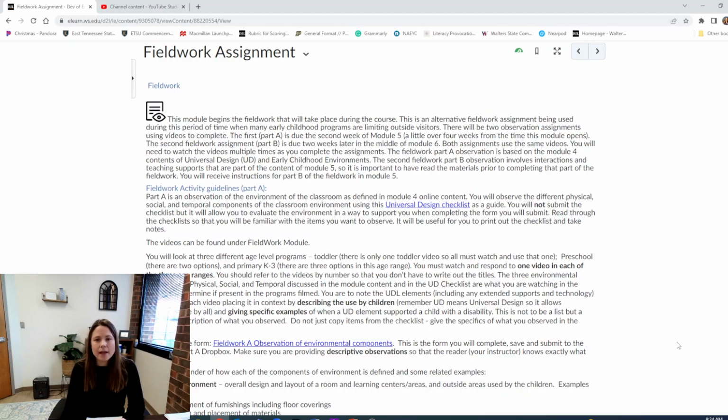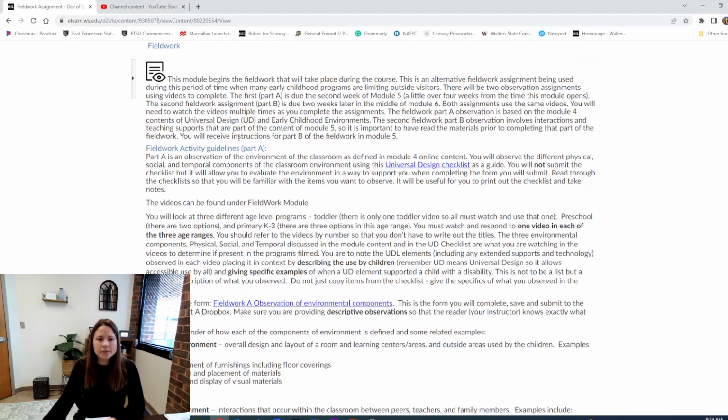So fieldwork part A, which is what you're going to be doing in this module, is really about observation, right? It's going back looking at module 4, the universal design and early childhood. So it's an observation of the environment of the classroom. So you're going to be observing different physical, social, and temporal components within the classroom environment. And you're going to use the universal design checklist as a guide. So let's look at that.